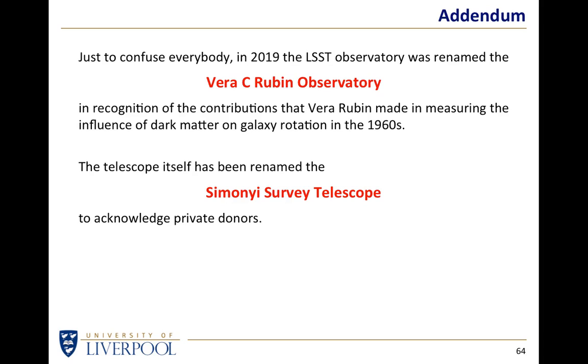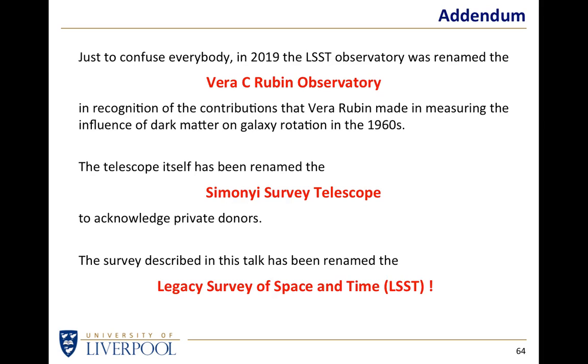Still a little bit of a mouthful, but at least LSST told you what it does. This has now been renamed to acknowledge the fact that private donors have put some cash on the table, and so the telescope has been renamed for them. But because LSST is such an established acronym and has been for a decade, people were reluctant to let LSST go. Not least because they've already got a domain name called lsst.org. They didn't want to have to throw that away and rename it. So they decided to say that the survey of the sky is now going to be called the Legacy Survey of Space and Time. Look at that acronym.